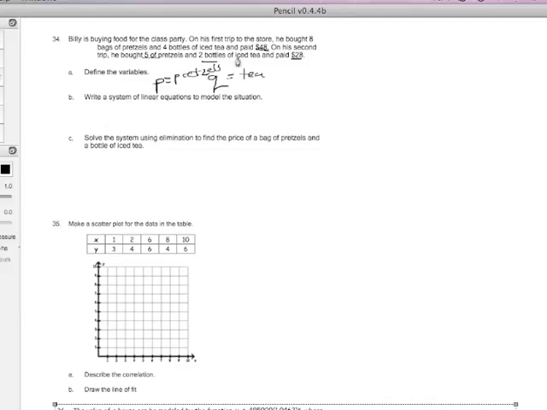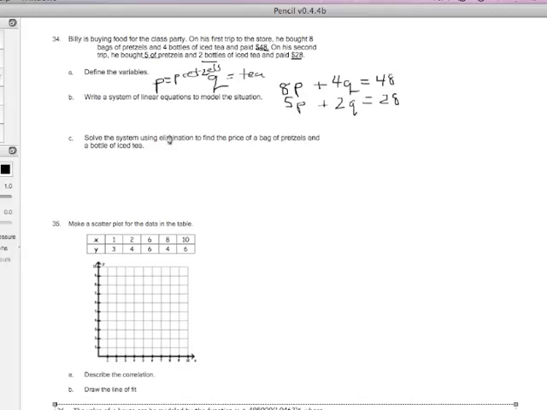So he bought 8 bags of pretzels, so we got 8P plus 4Q, and that's got to equal 48. And then on the second trip, here we got 5 bags of pretzels, 5P plus 2Q, and that's got to equal 28.